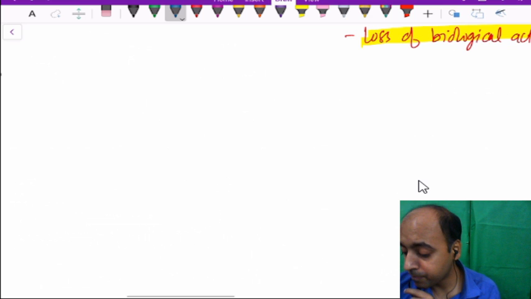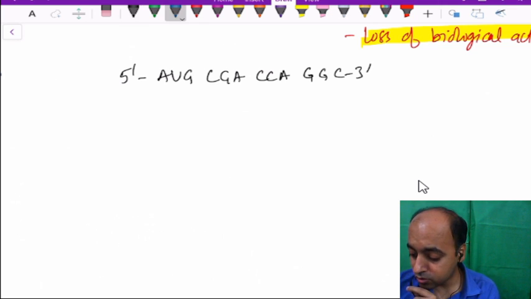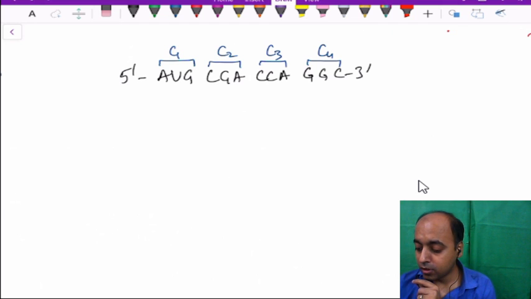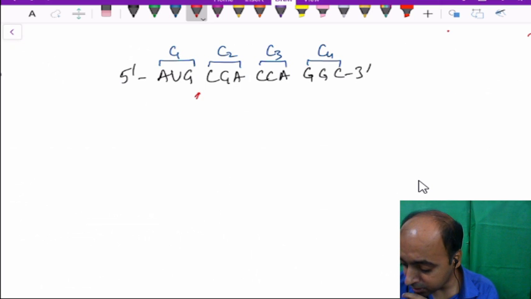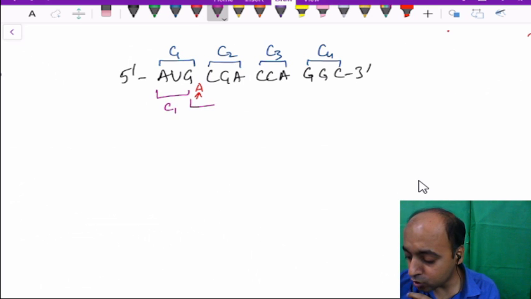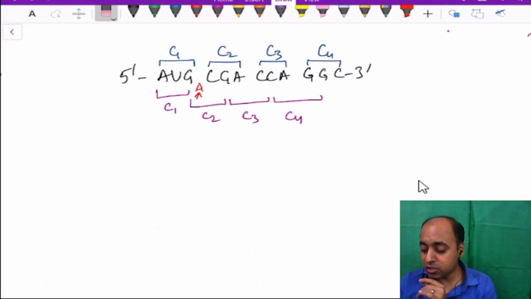I'll show it here. Let's say we have the sequence 5'-AUGCGACCAGGC, something like this. We read the codons, codon 1, codon 2, codon 3, codon 4, like this. Now imagine that a nucleotide has been inserted here. Let's say A has been inserted here. Recall that it doesn't matter from where the nucleotide has come. If it is there, it has to be included in the codon. So what will happen? This will be codon 1, but codon 2 will change. When codon 2 changes, codon 3 will change. When codon 3 changes, codon 4 will change. And what you find, the reading frame of the codons has shifted. This is known as the frame shift mutation. Insertion, you can see, results in frame shift mutation.